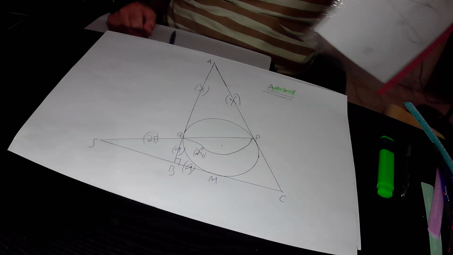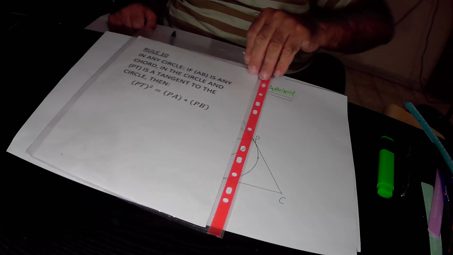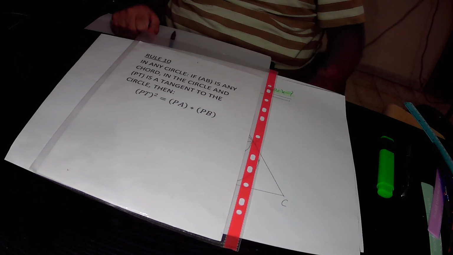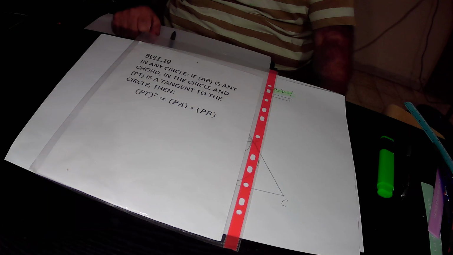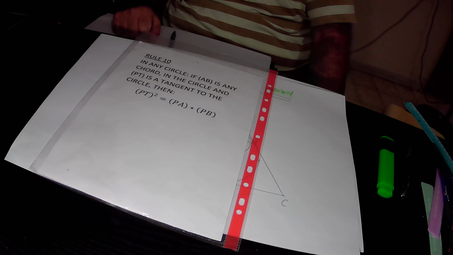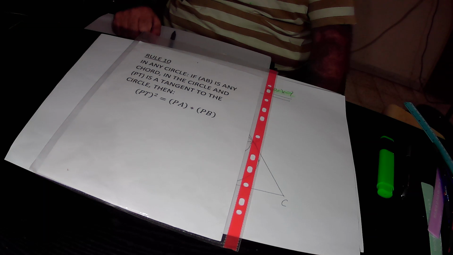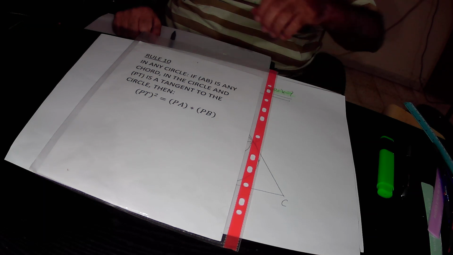Repeat quickly rule 10. According to rule 10, in any circle, if AB is any chord in the circle, and PT is a tangent to the circle, then the following equation is true: PT squared equals PA times PB. Again, PT squared equals PA times PB.